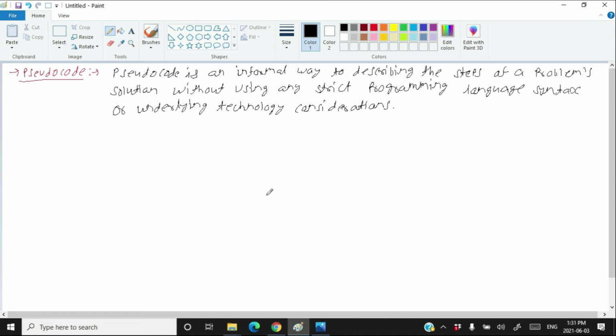That means, suppose that I want to write a code, but I am not very sure about the syntax of any programming language. Therefore, by not following any strict rules of any programming language, I write a piece of code informally, and that is called pseudocode.